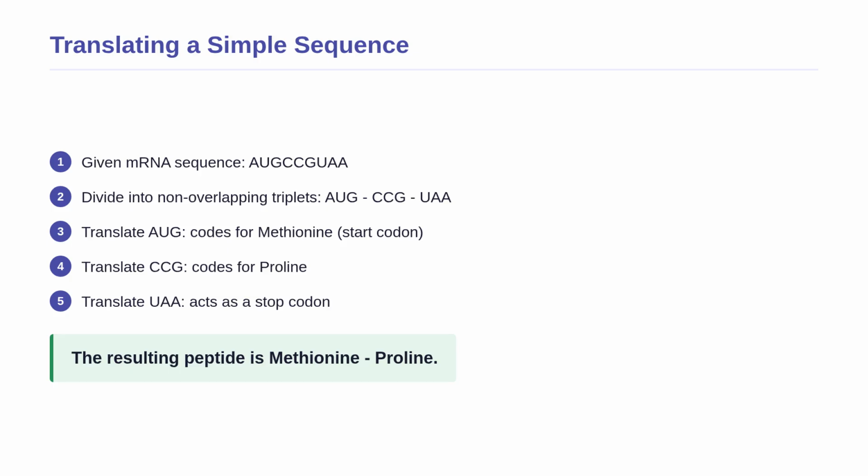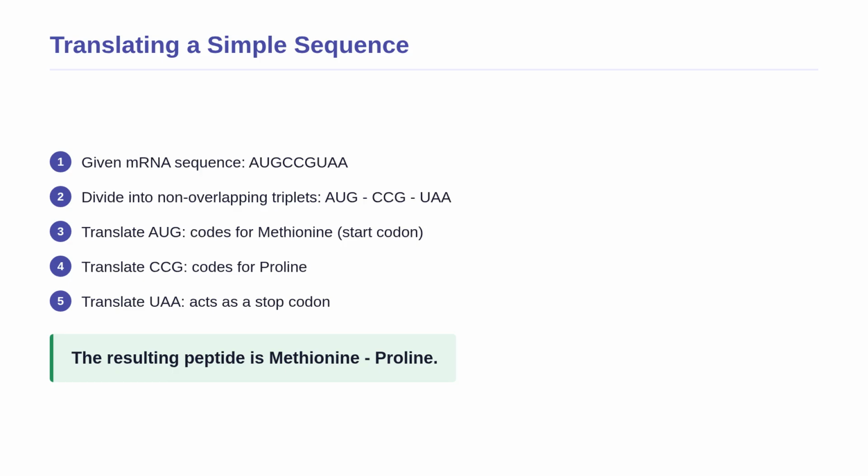Before we move on, let us see this translation process with a concrete example. Suppose we have a short messenger RNA sequence that reads AUG CCG UAA. Our goal is to determine the resulting amino acid chain. First, we divide the continuous sequence into distinct blocks of 3 letters: AUG, then CCG, and finally UAA.